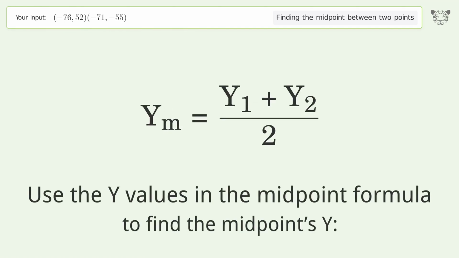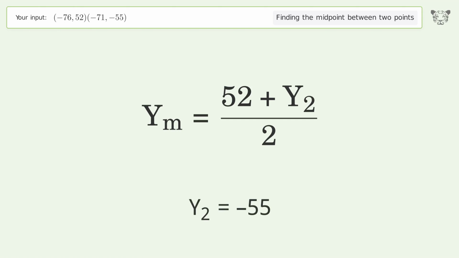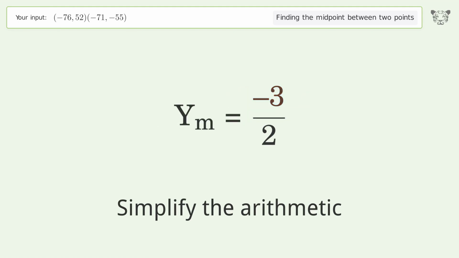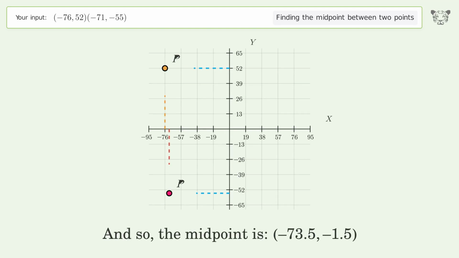Use the y values in the midpoint formula to find the midpoint's y. y1 equals 52. y2 equals negative 55. Simplify the arithmetic. And so, the midpoint is negative 73.5, negative 1.5.